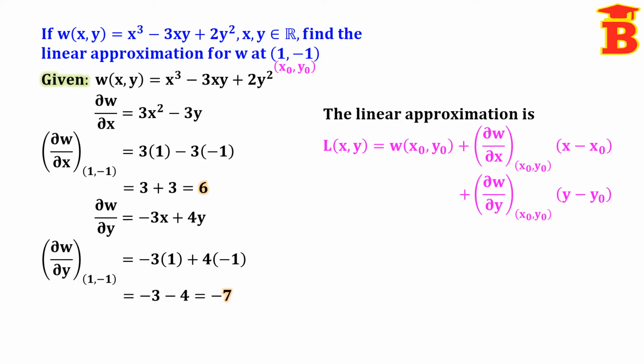Now in the formula we have w of x naught y naught. So w is the given function. So in that w we have to substitute the point. So w of 1 comma minus 1 equal to, put x is equal to 1. So we get 1 cube minus 3 into x value 1 into y value minus 1 plus 2 into minus 1 square is 1.